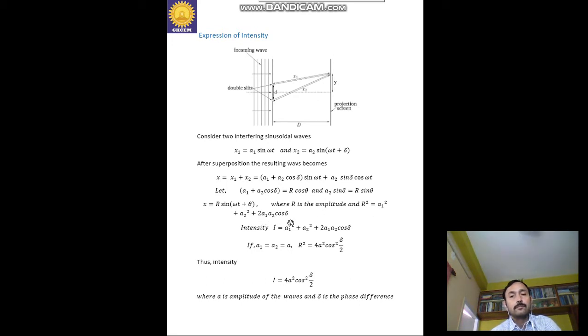We know the intensity is proportional to the square of the amplitude, so I can be written as A1² + A2² + 2A1A2 cos δ. If A1 = A2 = A, then R² becomes 4A² cos²(δ/2) after mathematical calculations. Thus the intensity is I = 4A² cos²(δ/2), where A is the amplitude of the waves and δ is the phase difference.